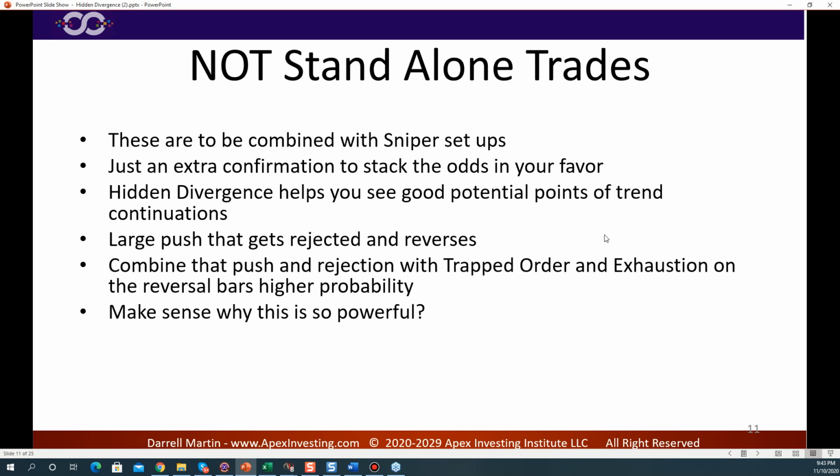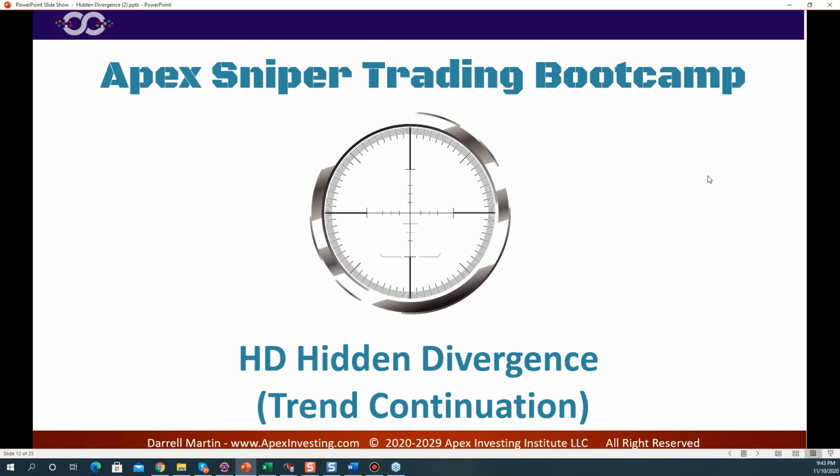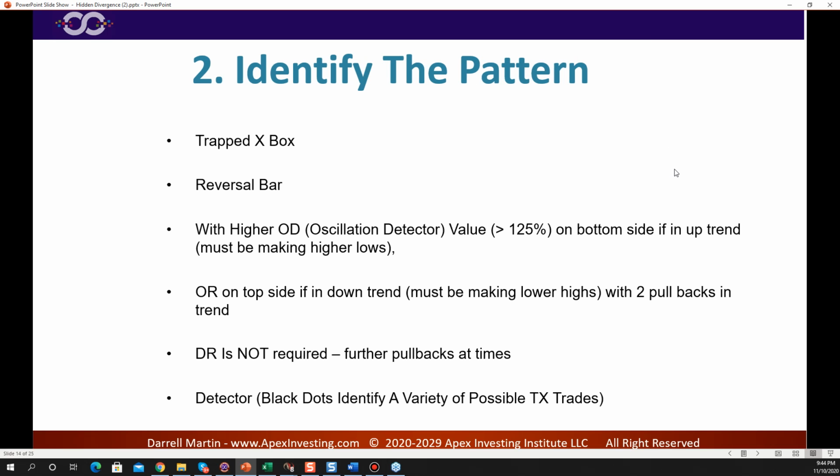So does that make sense why this is powerful? For those of you that watched some of the other webinars, when I explained what's behind trapped orders and what's behind exhaustion boxes, you understood why that was powerful. Do you see now why adding this in is powerful to help give you a good idea about that trend continuation, and adding it all in together and stacking those odds? Okay, so how do you do that? Well, this should be very familiar to you. Like I said, this webinar assumes you've watched the past webinars, so you understand what a trapped X box is and what an exhaustion box with a trapped order is.